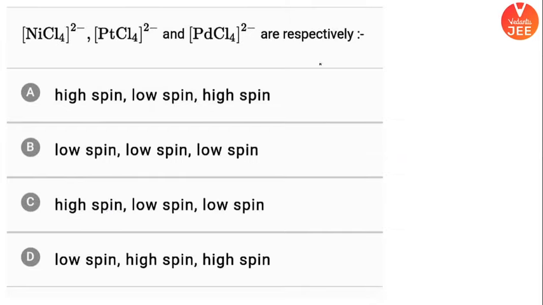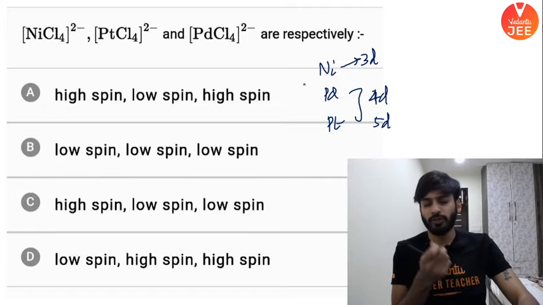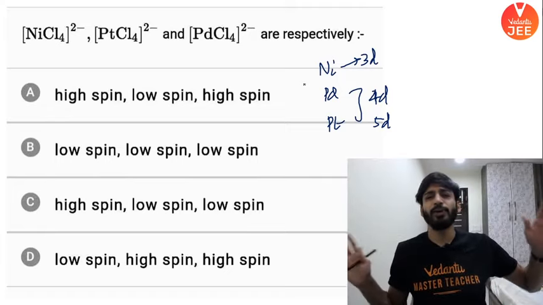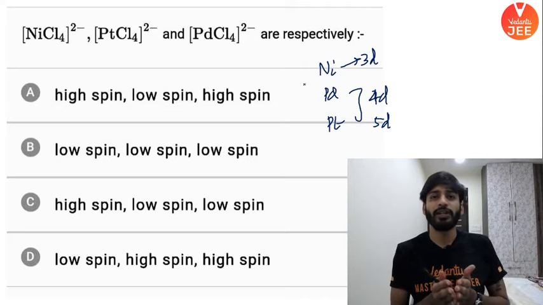Beta, if you can notice, nickel, palladium, platinum. These are 3D. This is 4D, and this is 5D element. This is a 3D element. As you move from top to bottom, right? As the size of the d orbital increases, it will always make 4D and 5D. This is a normal rule. Because of the strong, large size, splitting will not take place. It will always form a low spin complex.